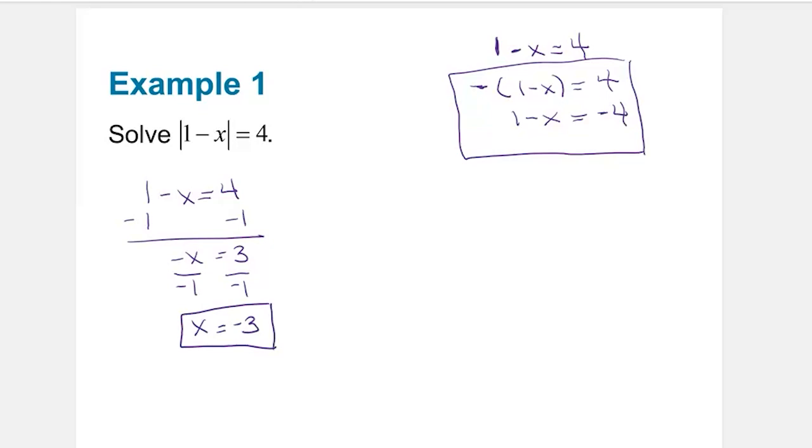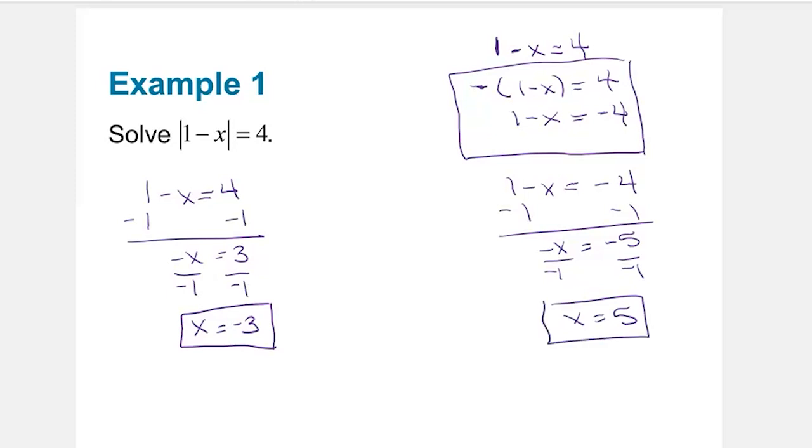And then I do the same thing for my other equation. Now we're saying that it could equal -4. So again, I do exactly the same thing, and I get -x is equal to -5. I divide both sides by -1, which gives me x equals positive 5. So those are my two solutions.